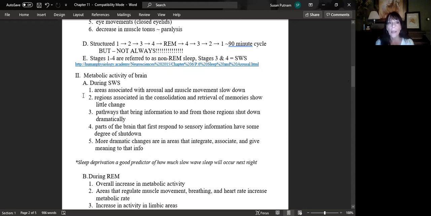Now, what's happening? Areas that are associated with arousal and muscle movement slow down. That should make perfect sense. Most of this should.